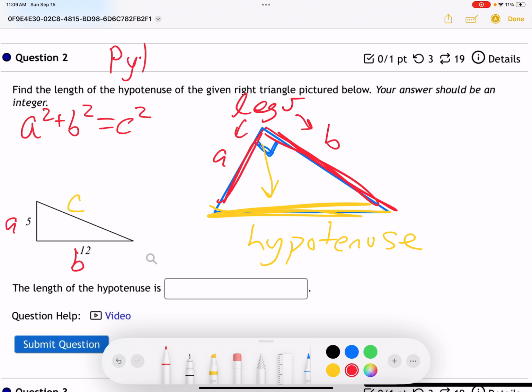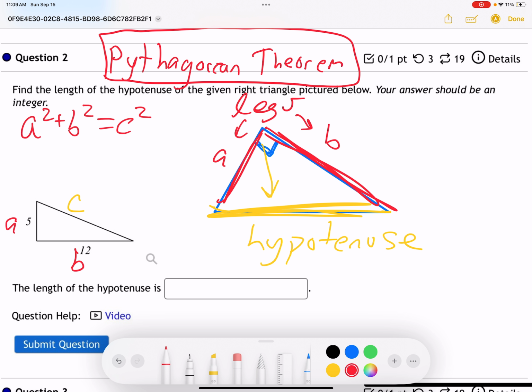If you do not remember the Pythagorean theorem at all, what are you doing with your life? Just kidding. But the Pythagorean theorem is one of the most famous and important theorems in all of mathematics, especially geometry, and it says that for a right triangle, a squared plus b squared is equal to c squared, with a and b being the legs and c being the hypotenuse.